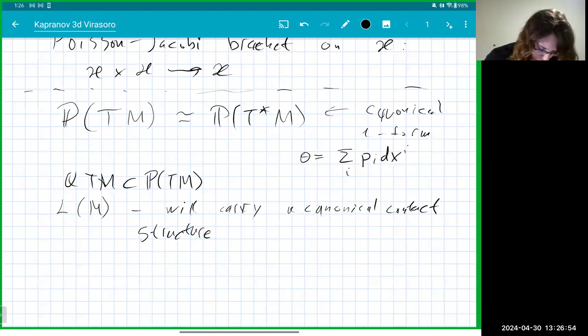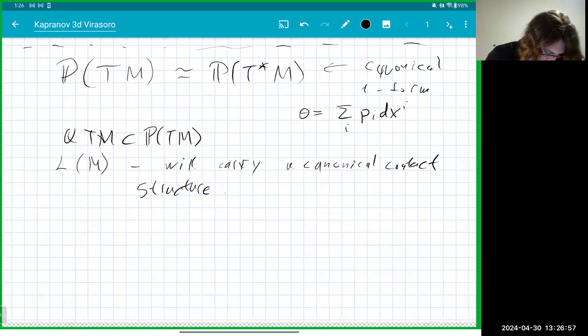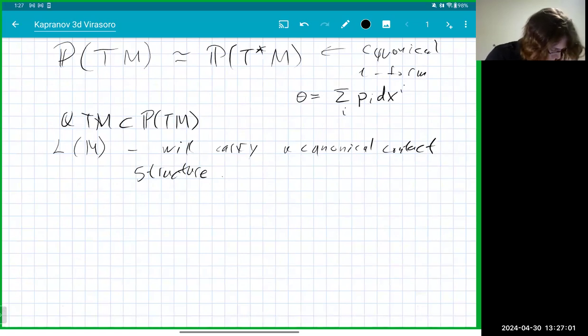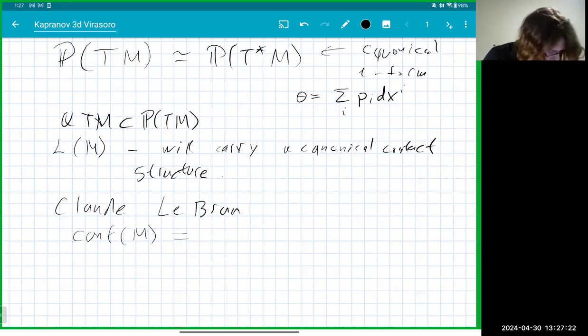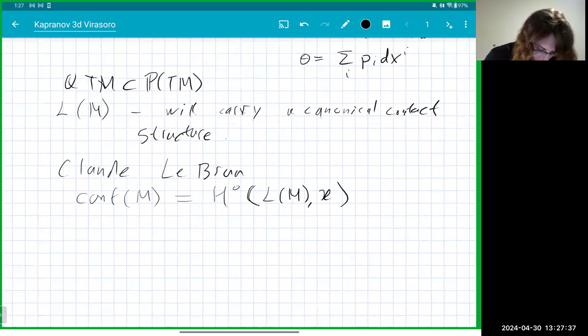So essentially, we'll get to the main statement from Kapranov's paper, which is actually proven by Claude Lebrun. It was proven in the global setting, but we will only use it in the infinitesimal setting. The statement is that the algebra of conformal Killing vector fields on M is equal to the algebra of contact vector fields on L of M, which you just wrote down. That's basically the statement which Kapranov used as a starting point of his generalization.